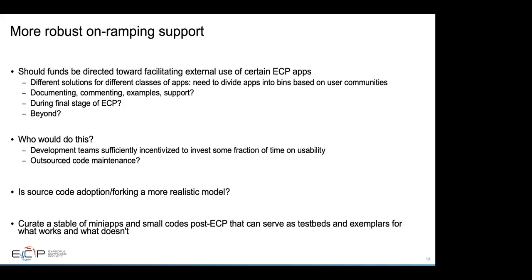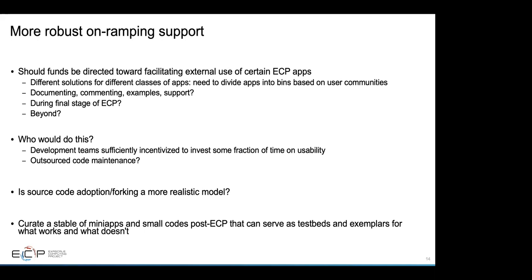Okay, what about more robust on-ramping support behind that? That's just a first level. So I think we face the question of, should we explicitly be directing funds toward facilitating external use of ECP applications beyond this? The risk we run is that many teams, in order to get the performance they need to meet their KPPs on the exascale systems, have not re-merged their development branch with their production branch, particularly if they have an active user community.